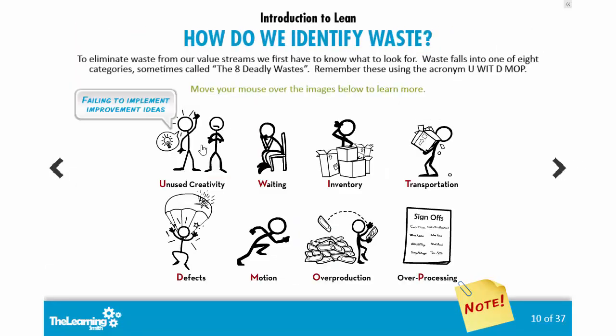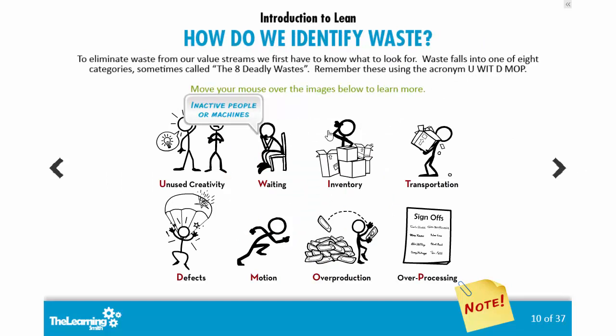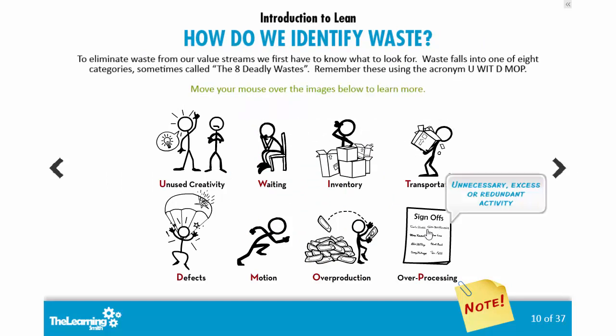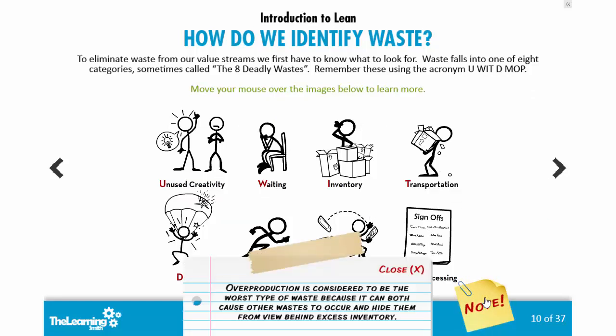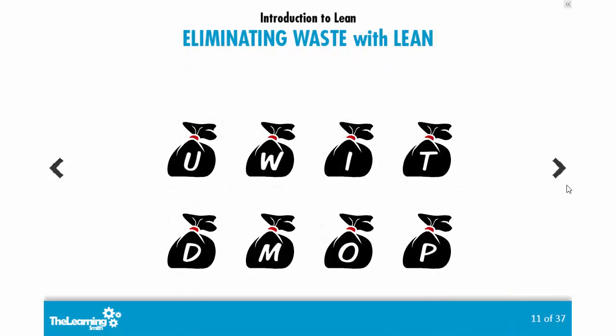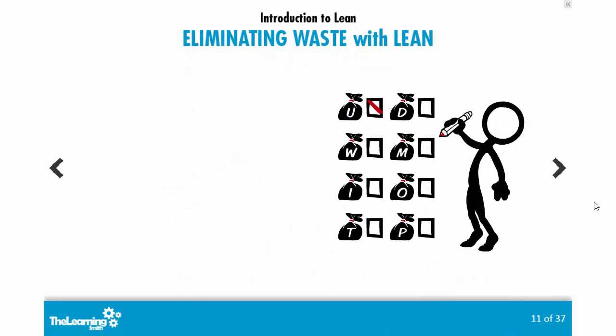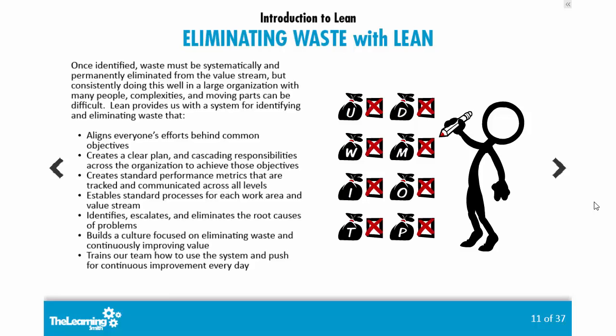To eliminate waste from our value streams, we first have to know what to look for. Waste falls into one of 8 categories, sometimes called the 8 deadly wastes. Remember these using the acronym UWIT-DEMOP. Once identified, waste must be systematically and permanently eliminated from the value stream, but consistently doing this well in a large organization with many people, complexities, and moving parts can be difficult.